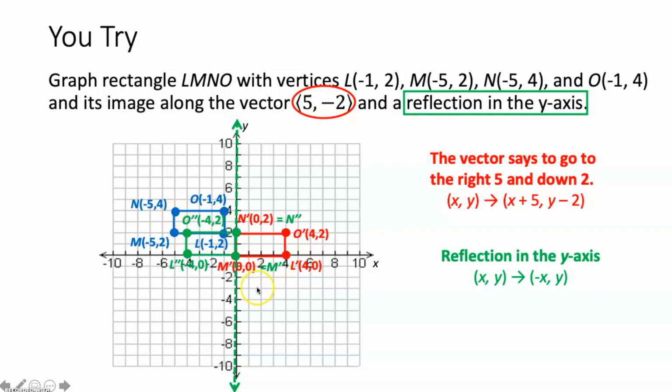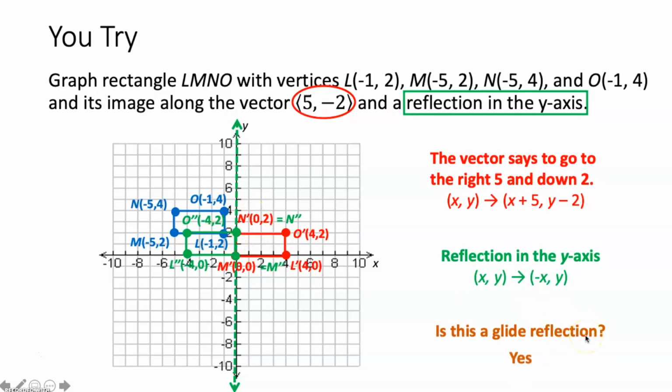So now we have our rectangle, L double prime, M double prime, N double prime, O double prime, which is the image of rectangle L prime, M prime, N prime, O prime, after it's been reflected in the y-axis, which was the image of rectangle LMNO after it was translated along this given vector. That's why it's a composition of transformations. Lastly, we're going to ask you, is this a glide reflection? Well, we did have a translation, which is the glide, and then a reflection over the y-axis, which is our reflection.